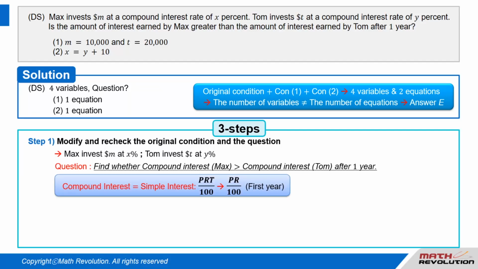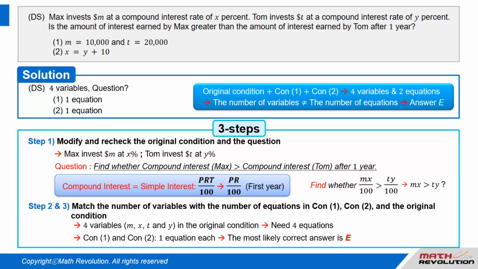Note, compound interest for 1 year is the same as simple interest, so it can be calculated as P times R times T whole over 100 equals P times R whole over 100, where P is principal, R is interest rate, and T is time taken. We have to find whether M times X over 100 is greater than T times Y over 100. That is whether M times X is greater than T times Y.